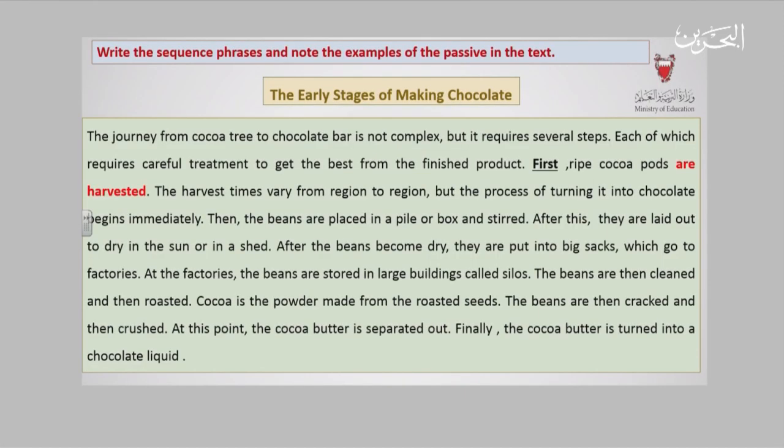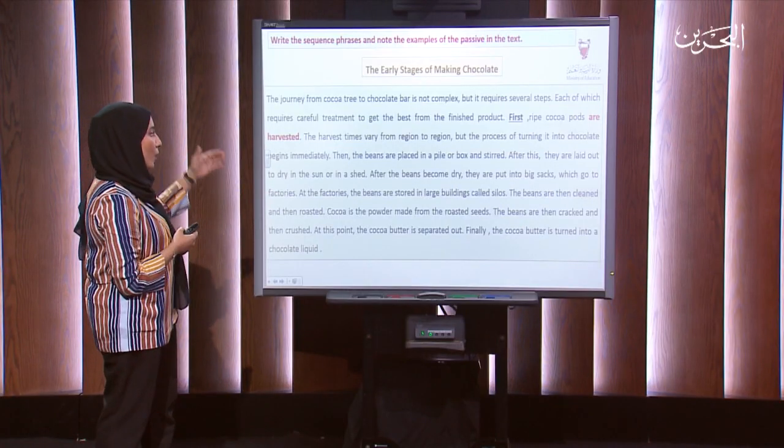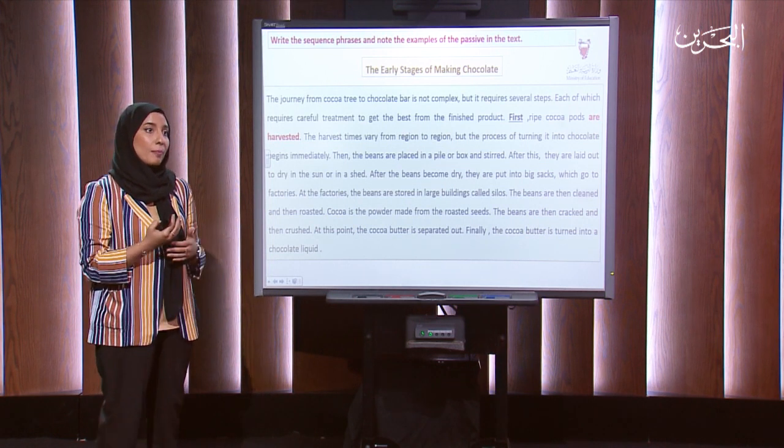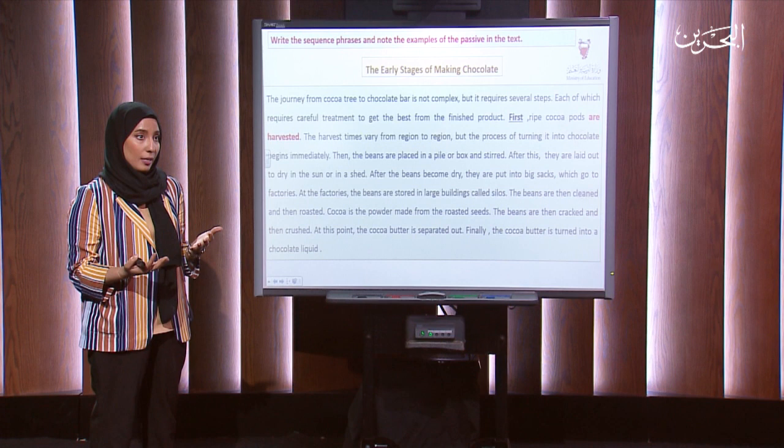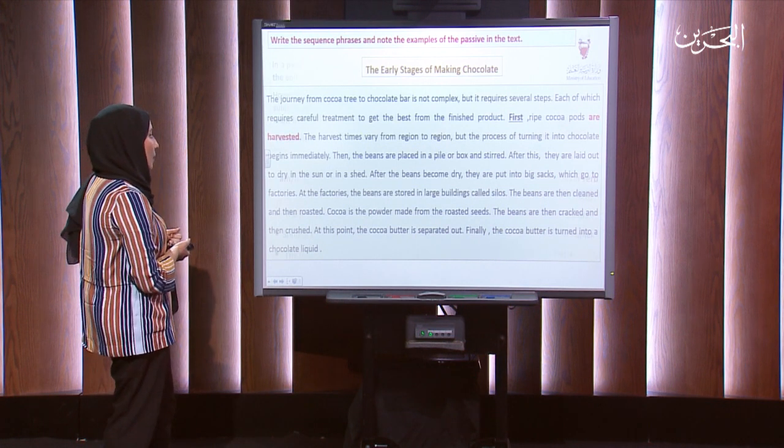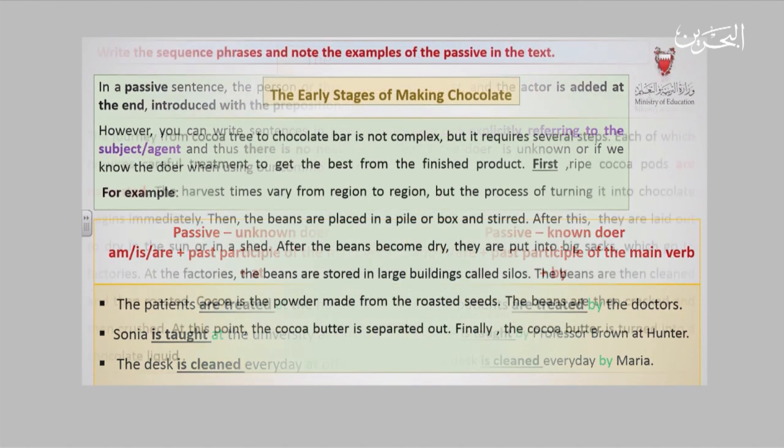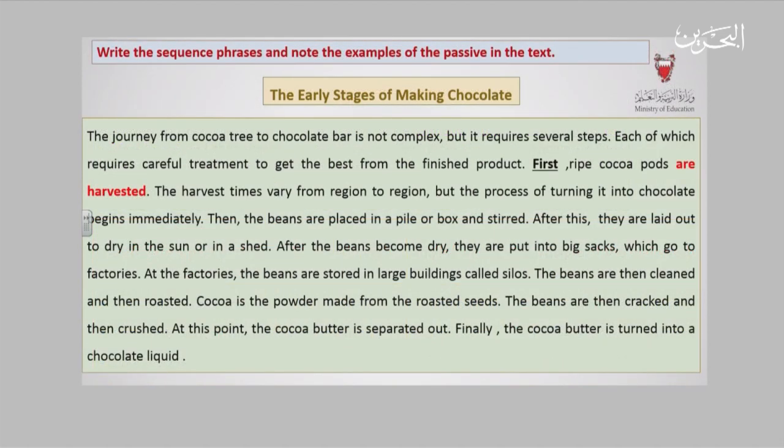Now, taking in mind what we just recalled, the chronological order or the phrases that are used in order to write a paragraph: first, second, in the beginning, in conclusion. We recalled these things, as well as we just described the passive. Now, what I want you to do is put it into practice through reading this paragraph. So write the sequence phrases and note the examples of the passive in the text. I'll give you 2 minutes to read the text, and please note down the sequence phrases as well as the passive.